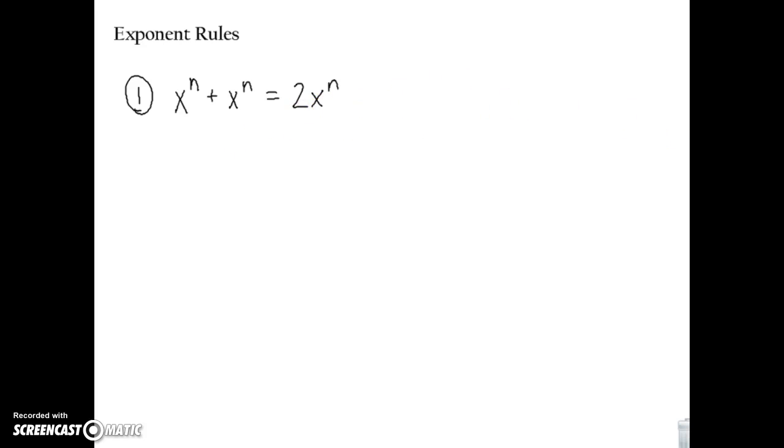For an example, you might have something like x squared plus 3x squared. Well, we have the same base, the same exponent, so this becomes 4x squared. Hopefully that was review.